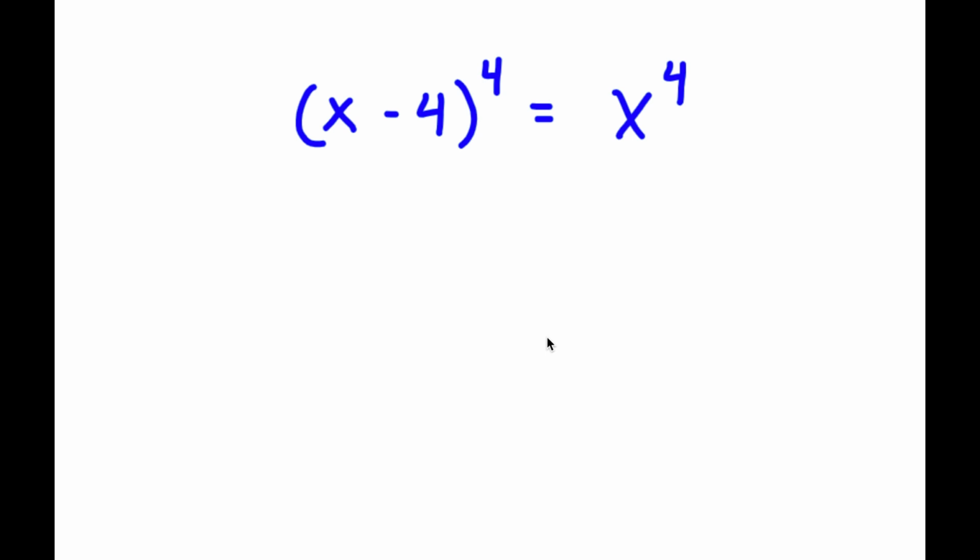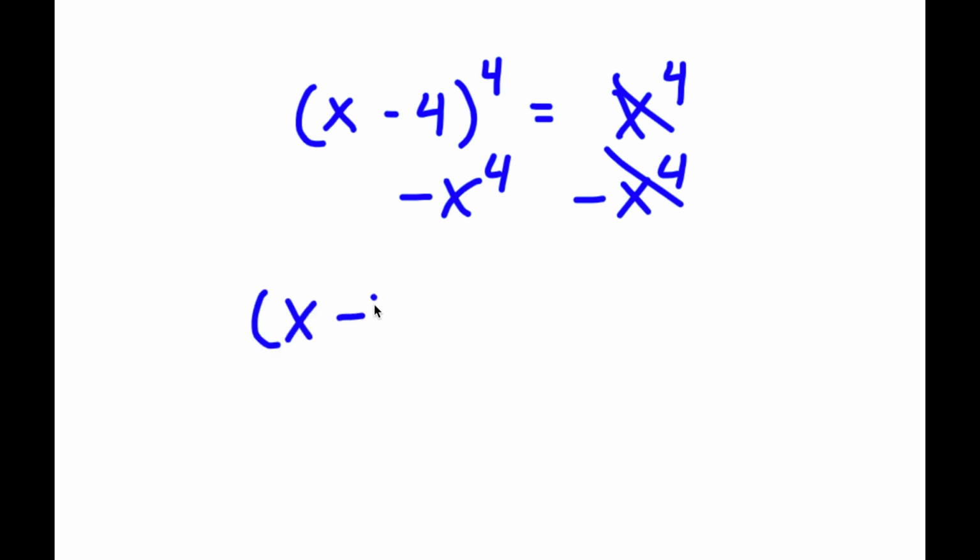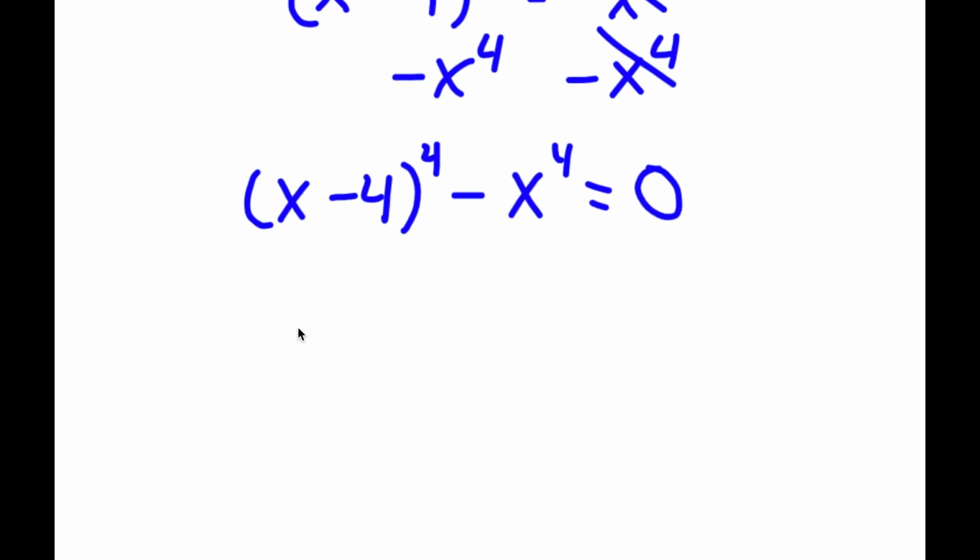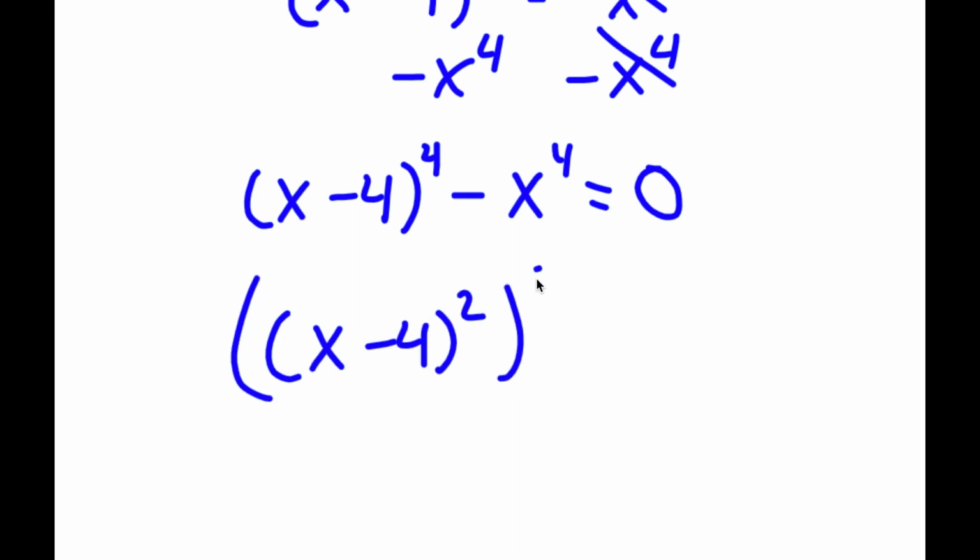Alright, so in this problem, I have x minus 4 to the power 4 is equal to x to the power 4. To solve this, I'm going to start by subtracting x to the power 4 on both sides. So then these two cancel out. Now I have x minus 4 to the power 4 minus x to the power 4 is equal to 0. Now I'm going to rewrite this as x minus 4 squared to the power of 2 minus x squared to the power of 2 is equal to 0.